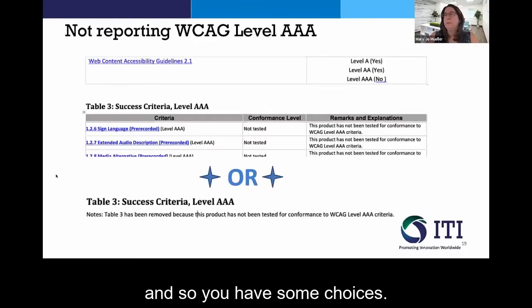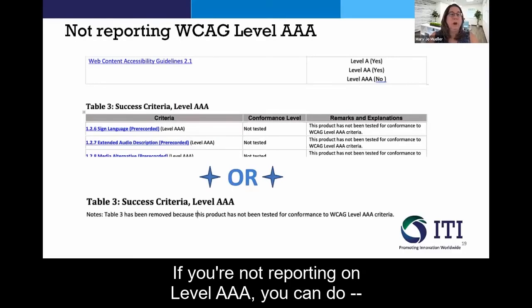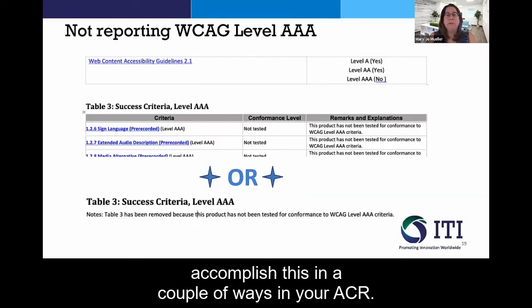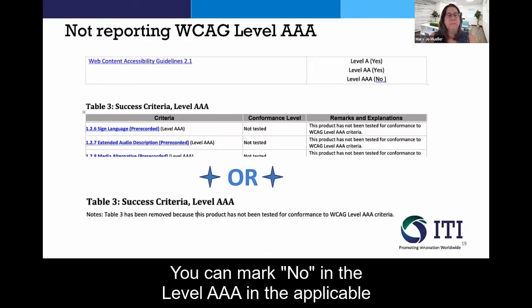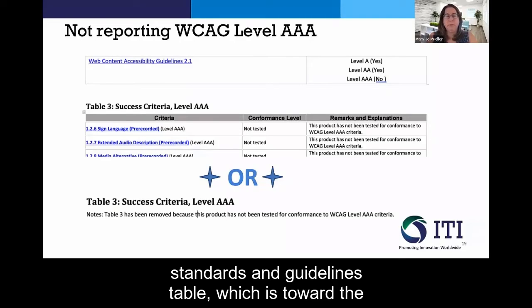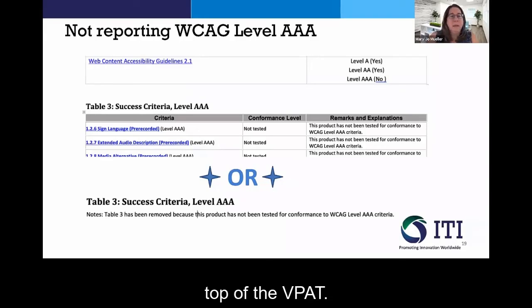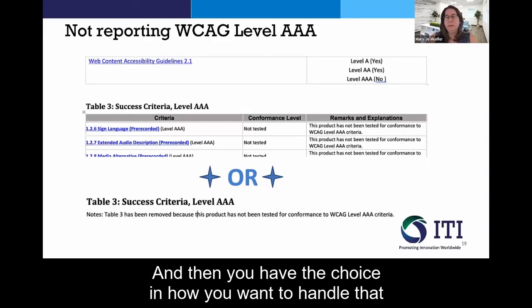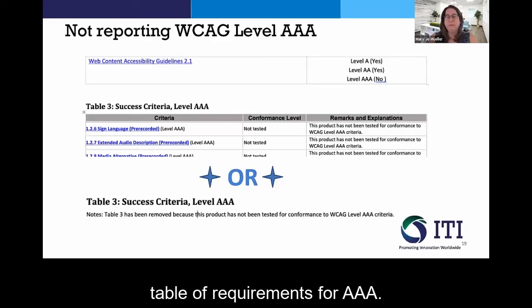So you have some choices. If you're not reporting on level AAA, you can accomplish this in a couple of ways in your ACR. You can mark no for level AAA in the applicable standards and guidelines table, which is toward the top of the VPAT. And then you have a choice of how you want to handle that table of requirements for AAA.